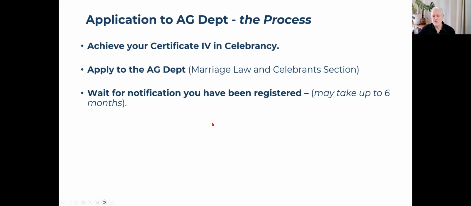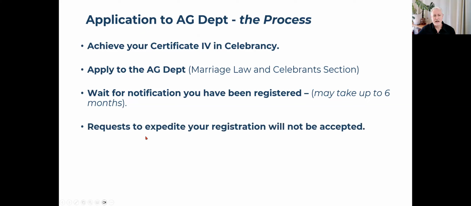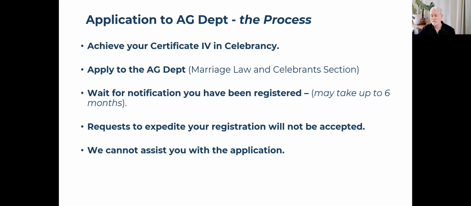So, to summarize that process. You must achieve your Cert 4 in Celebrancy. You must apply to the Attorney General Department, which is the Marriage and Celebrant section. You need to wait for notification that you've been registered before you do anything. And of course, that could take up to 6 months. And a request to expedite your registration will not be accepted. And the other thing to note is we, or I, cannot assist you with the application process at all. In fact, as a registered training organisation, we are forbidden from assisting you. The reason for it is the application process itself is part of the assessment.